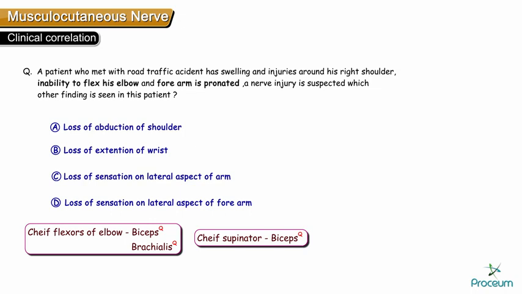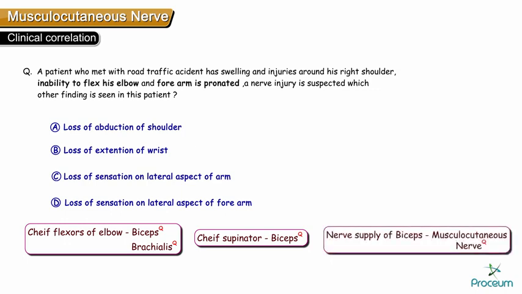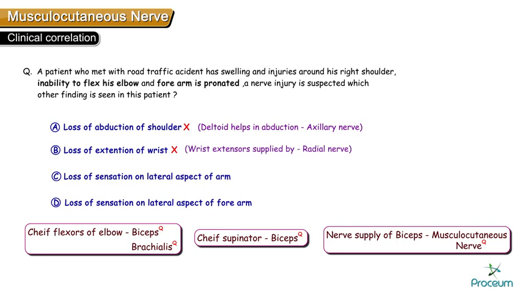So which nerve supplies biceps brachii? I hope you know the nerve supply of biceps brachii is musculocutaneous nerve. Now with this concept, let's look what would happen along with the loss of flexion and a loss of supination in the patient if there is damage to musculocutaneous nerve. Loss of abduction of shoulder? No. Abduction that is mainly caused by deltoid is supplied by axillary nerve. Loss of extension of wrist? No. Extension of wrist or the wrist extensors are supplied by radial nerve.